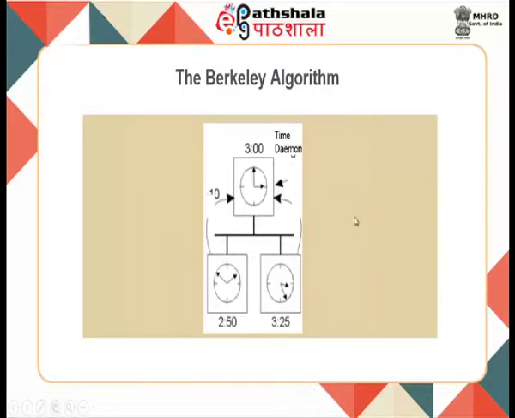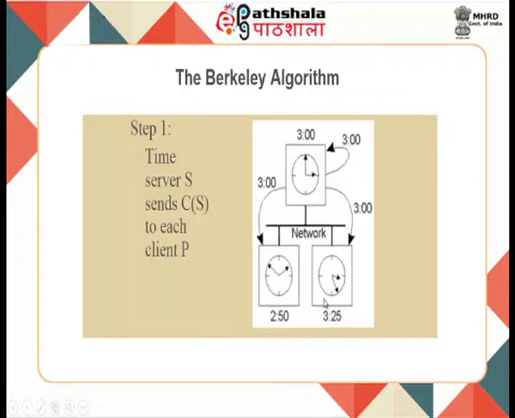Let us look at an example. Here is an example for Berkeley's algorithm, where we have the time server at 3 o'clock, a client process at 2:50, and another client process at 3:25.